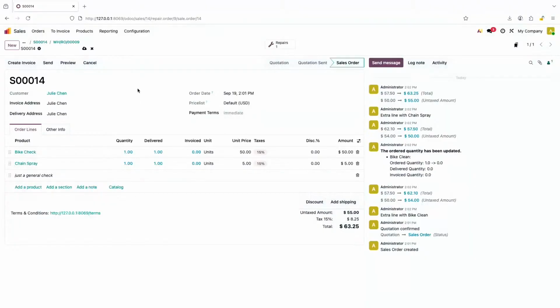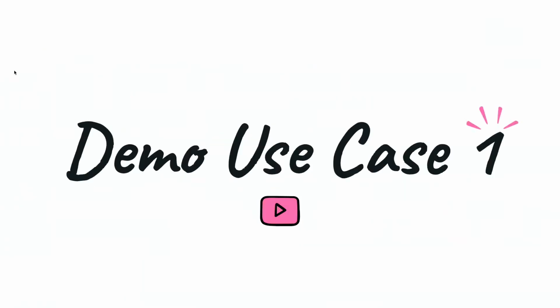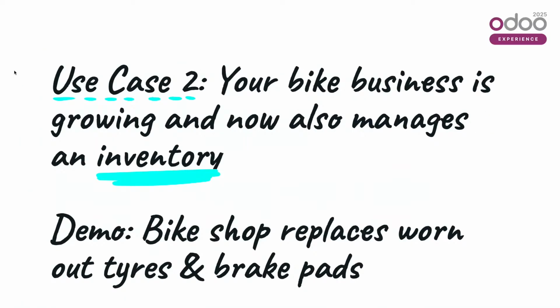All right, so that was my flow number one. Now let's go into use case number two. Let's say that your bike business is growing and now you also want to manage an inventory. And so the use case that we are going to cover is going to be slightly more advanced.